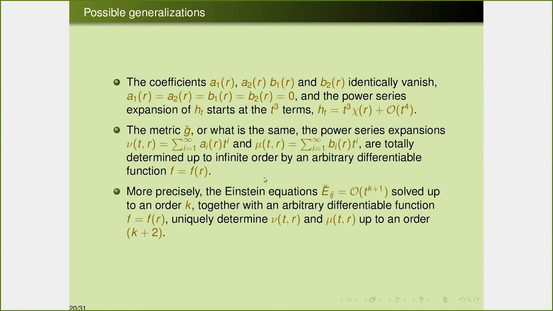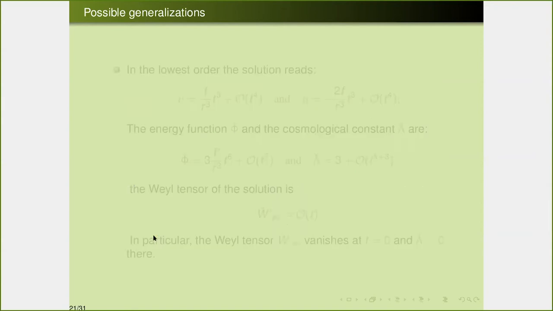More precisely, if I solve the Einstein equations, as I wrote before, up to an order k in t, then these functions nu and mu are determined. If I assume that these Einstein equations up to order k are satisfied, and if I choose an arbitrary differentiable function F, then this uniquely determines these coefficients nu and mu up to an order k plus two, okay?